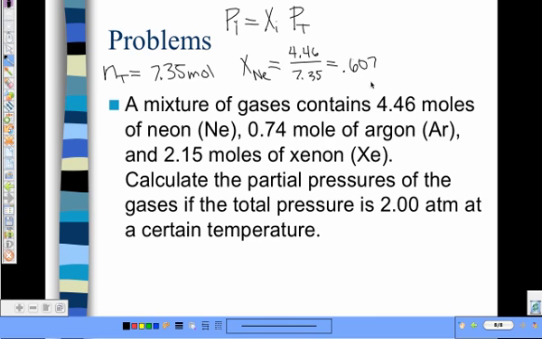This has no units because you're taking a mole divided by a mole. So now if we want to find the partial pressure of neon, we would take its mole fraction, which is 0.607, times 2.0. And so the partial pressure for neon is 2.1, and that is in atm.